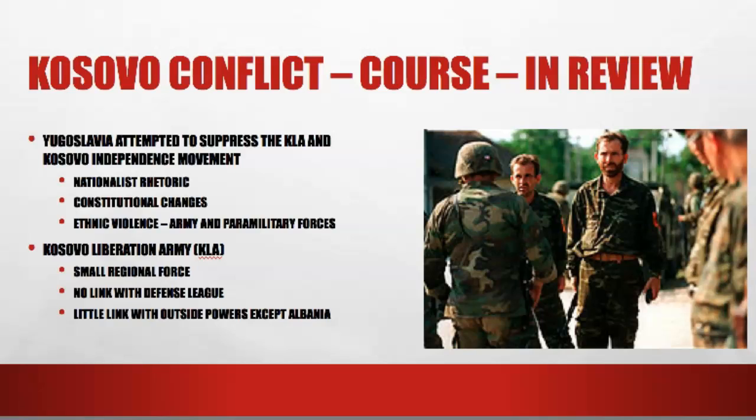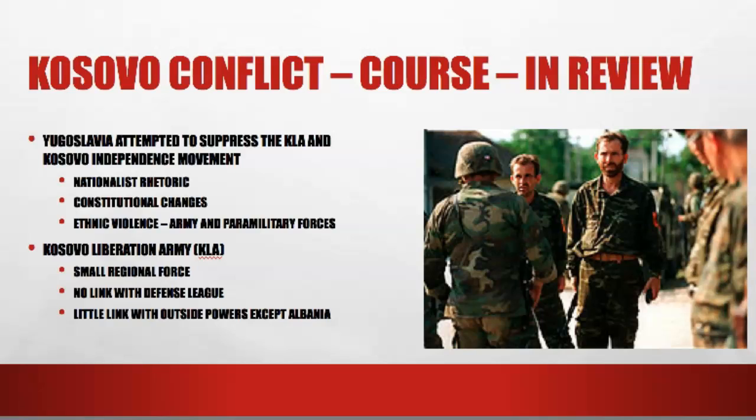So with that, just a quick review of the Kosovo conflict. Yugoslavia was attempting to suppress the KLA and the Kosovo independence movement. They were doing that through their national rhetoric, constitutional changes, and ethnic violence. Throughout the conflict, the atrocities were being committed by the army and the paramilitary forces, and it is those atrocities that are definitely bringing on international attention.